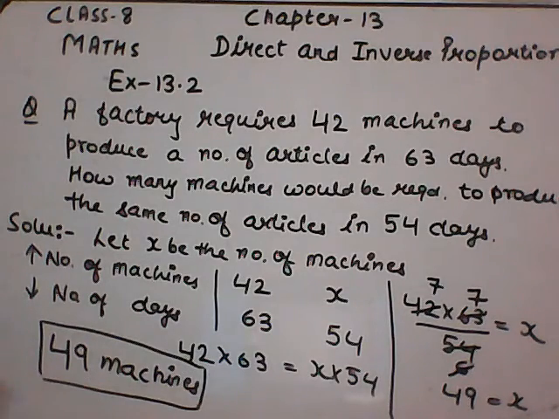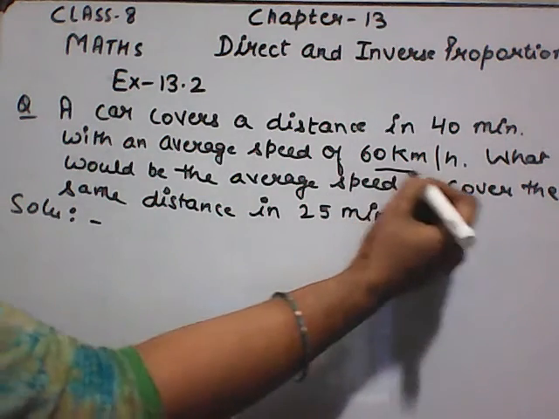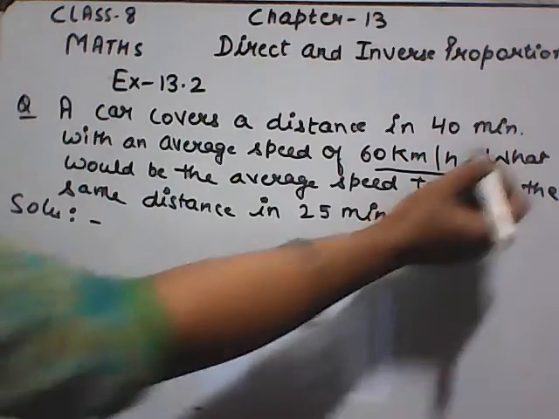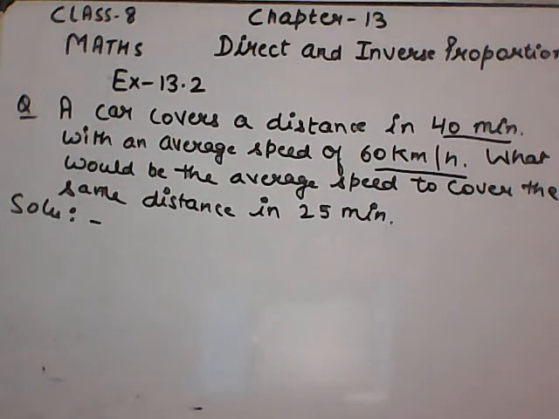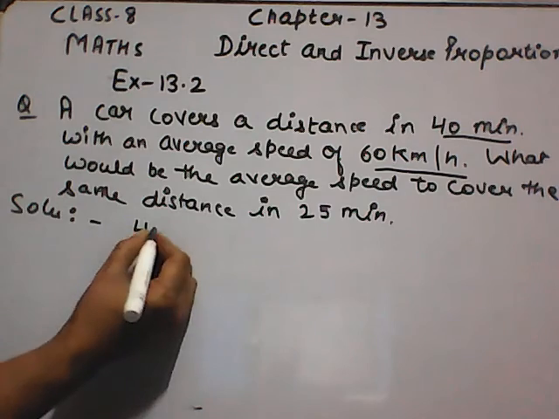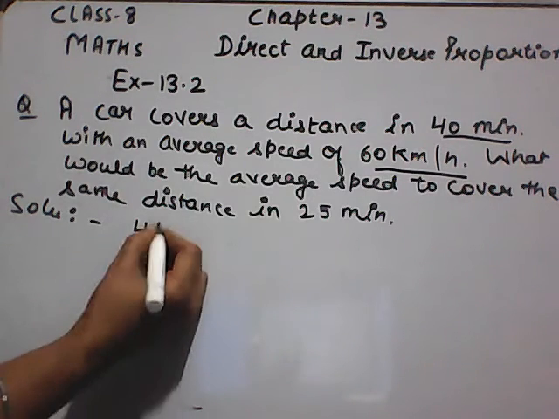Let's move to the next question. In this question, a car covers a distance in 40 minutes with an average speed of 60 km per hour. Now, you have to check here. Speed is given in terms of hours, time is given in terms of minutes. That means you have to convert into the same units. A car covers a distance in 40 divided by 60.